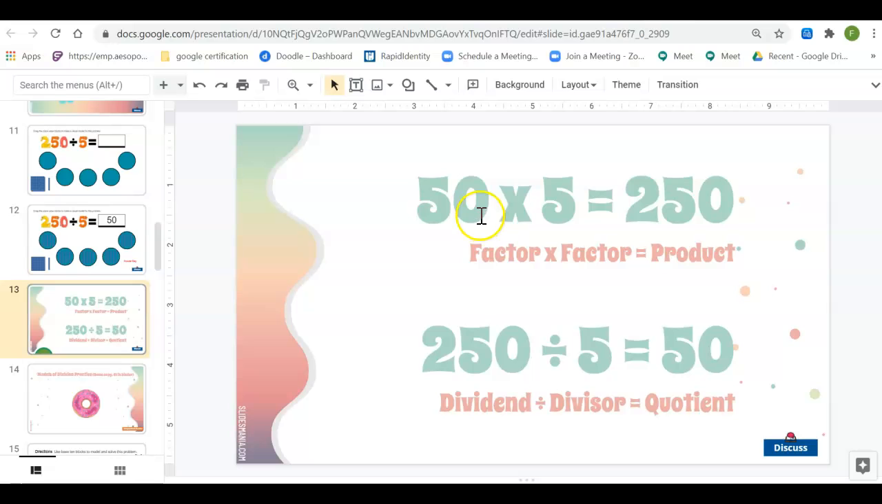In our next slide, we've got 50 times 5 equals 250. And again, going back to our vocabulary from a few slides ago that you took notes on, we know that 50 is a factor, 5 is a factor, and the answer is the product. And right here, 250, this is a division problem. 250 divided by 5 equals 50. 250 is the dividend, 5 is considered the divisor, and 50 is considered the quotient.